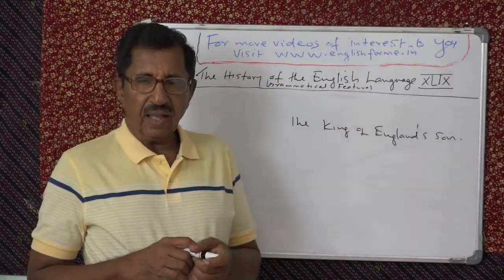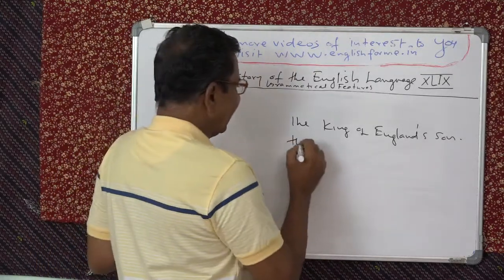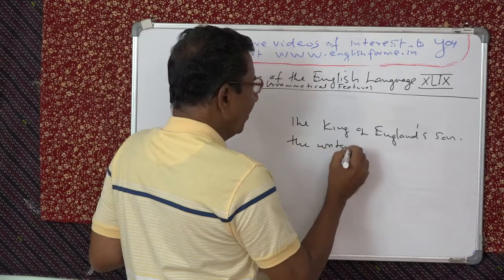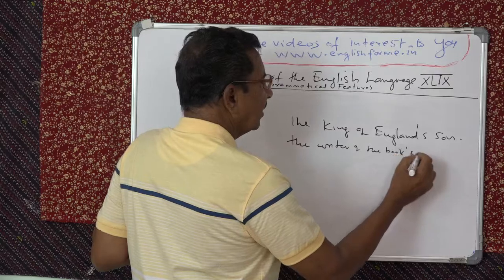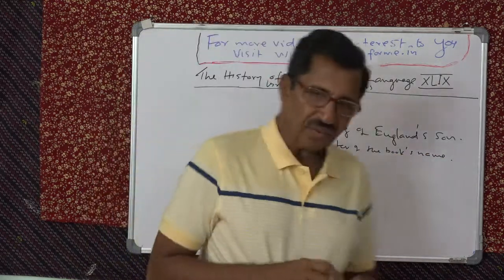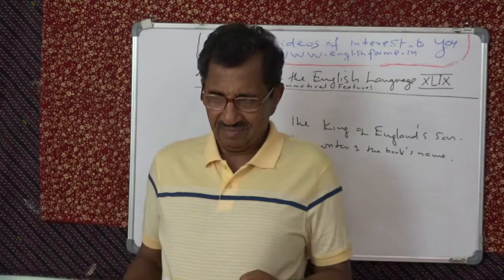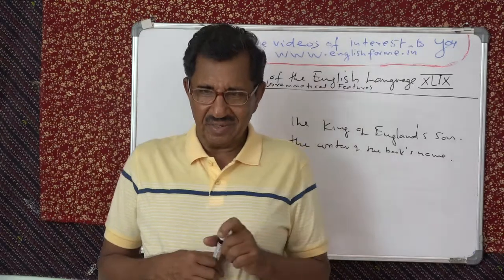See? The writer of the book's name. The writer of the book's name. So we are giving it at the end of it. You got that point now? That is what group genitive means.